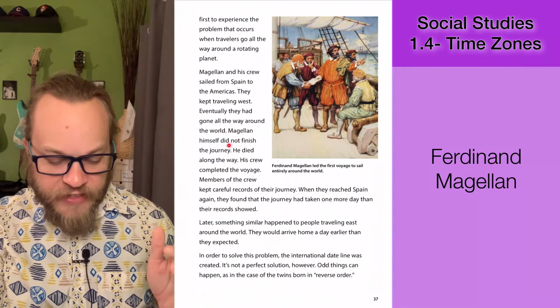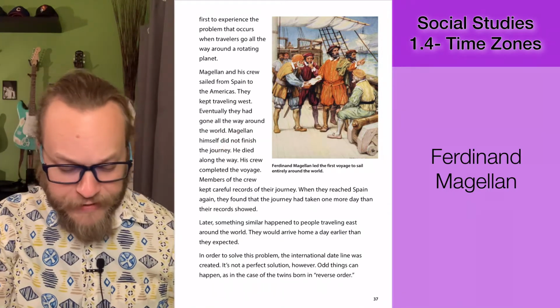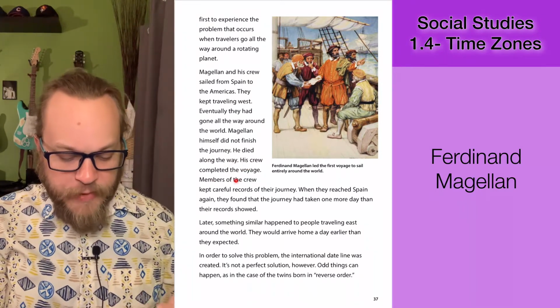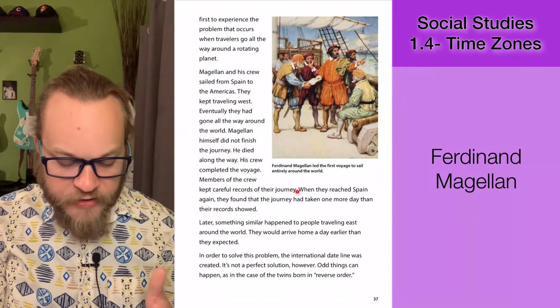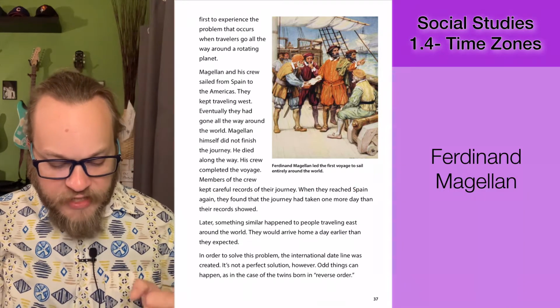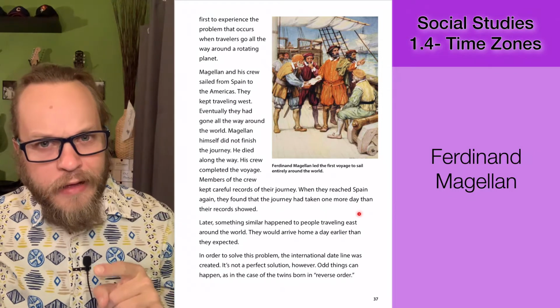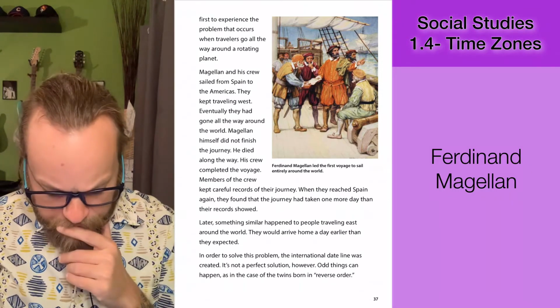Magellan himself did not finish the journey, unfortunately. He died along the way. His crew completed the voyage, and members of the crew kept careful records of their journey. And when they reached Spain again, they found that the journey had taken one more day than their records showed.